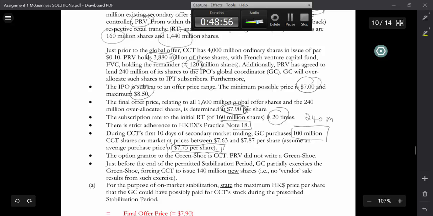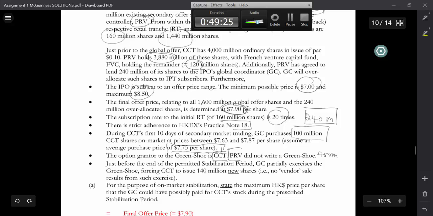The option grantor to the greenshoe is CCT. Okay, so in this case, it is not the major shareholder supplying the additional greenshoe shares. They are simply selling 400 million. The other 240 million over allocation will be new shares coming from the company.